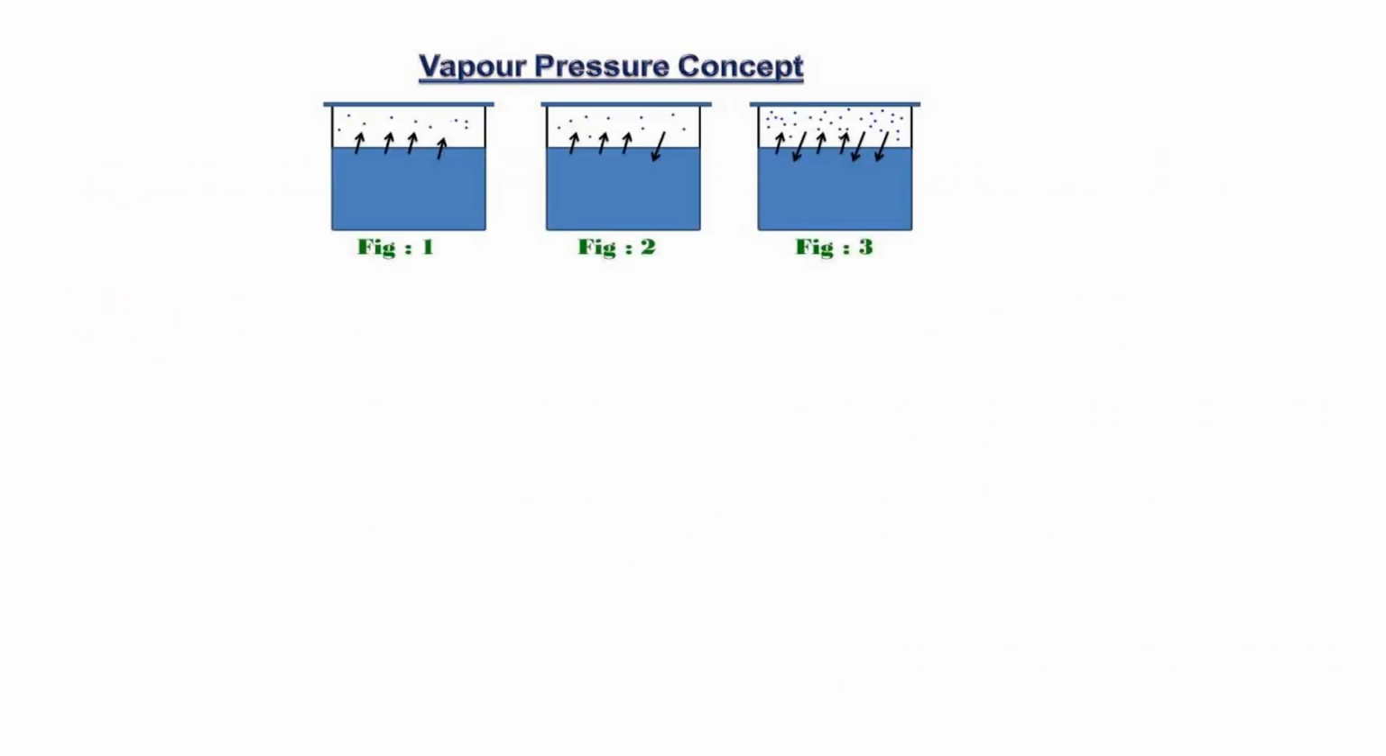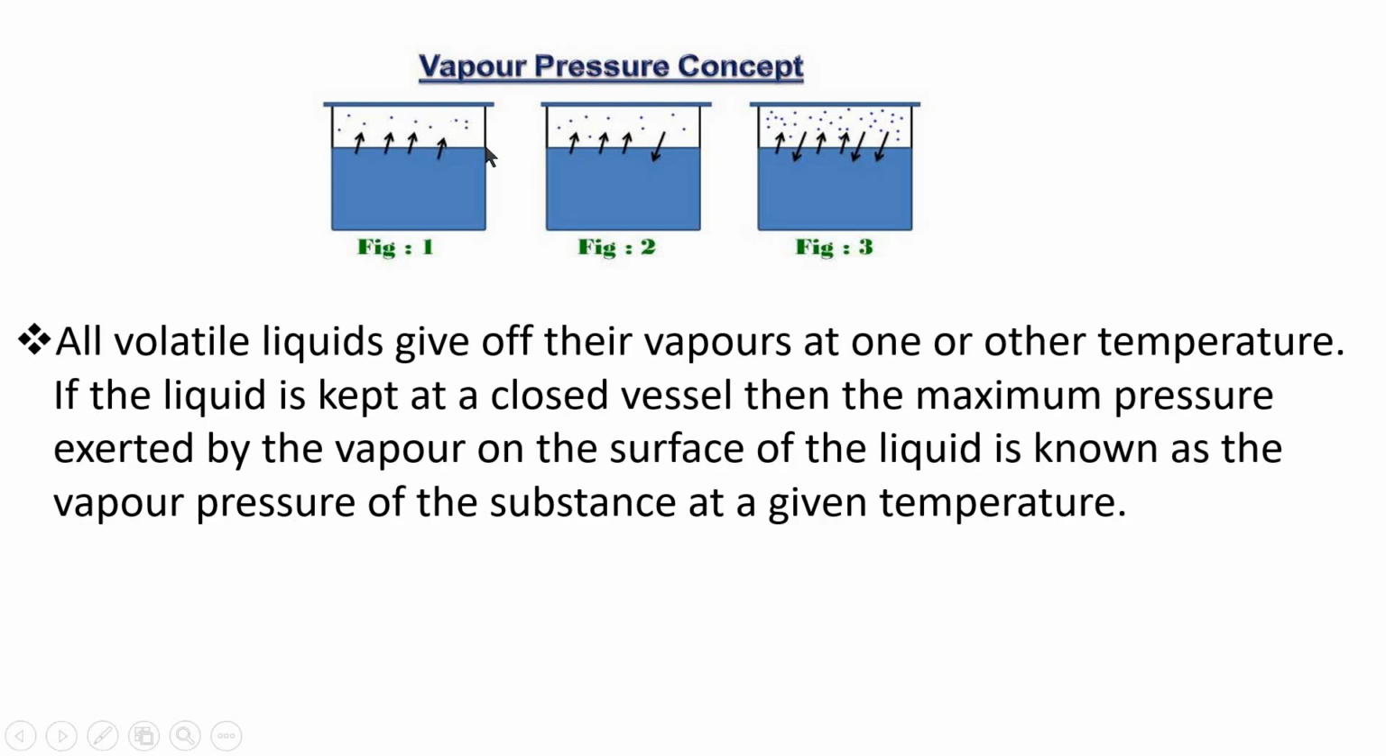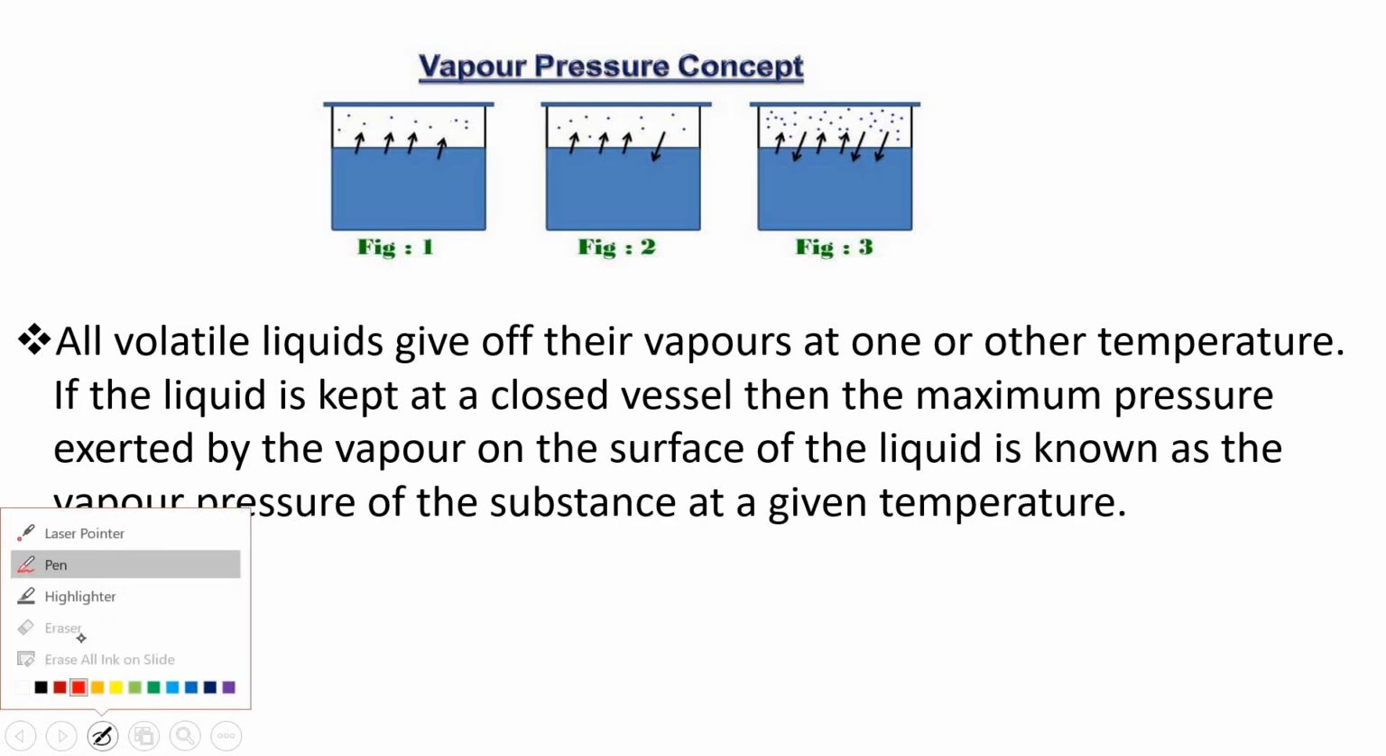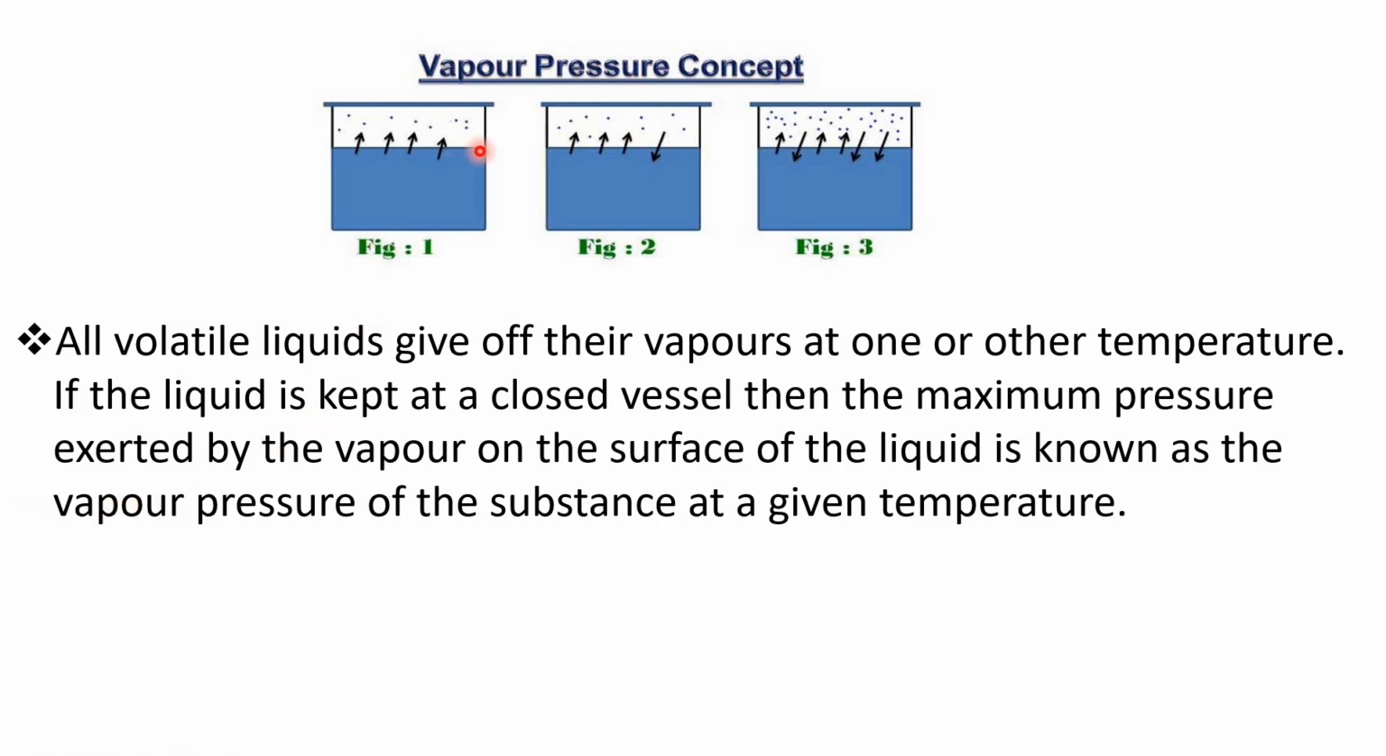Now, first we should know this vapor pressure concept. If you take one liquid, say a volatile liquid, some of the liquid will get vaporized and vapor will be above the surface of this liquid, and this vapor will exert a pressure on the surface of the liquid that is known as the vapor pressure of that liquid. So this vapor exerts a pressure on the surface of the liquid. Okay, that is the vapor pressure.